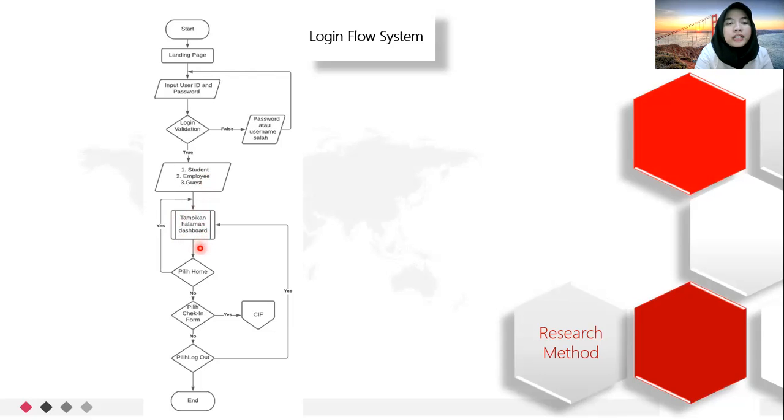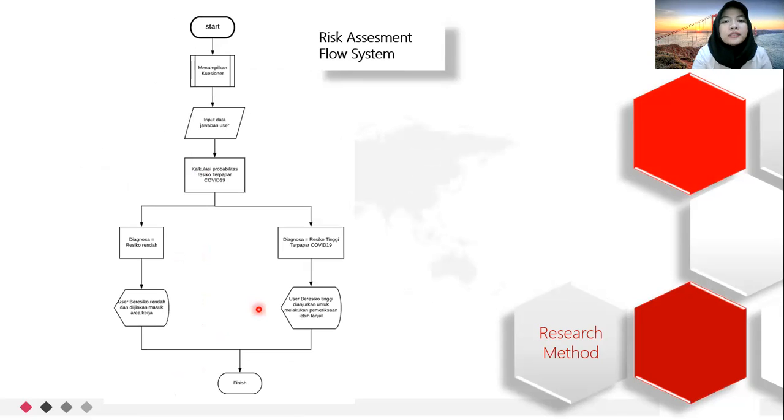After that, on the dashboard, the user will be guided to choose either the home option, the check-in form option, or the logout option. The check-in form option will direct the user to the next flow system, the risk assessment flow system. In the risk assessment flow system, the system will show the questionnaire and lead the user to input their answer data. After the data from the questionnaire is compiled by the system, we will calculate the probability for the COVID-19 risk assessment.